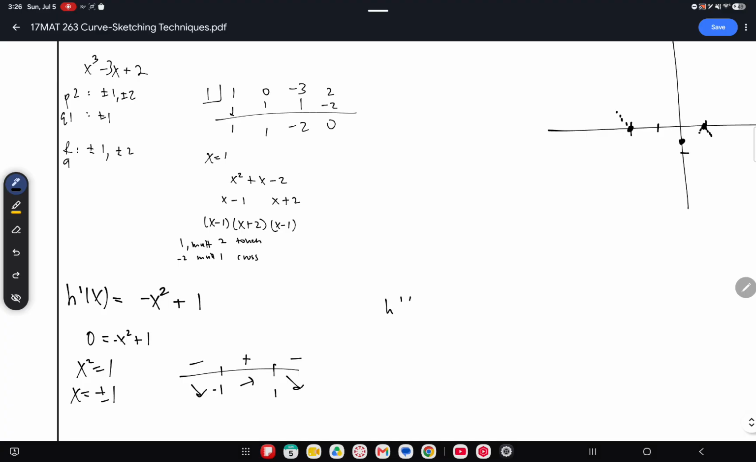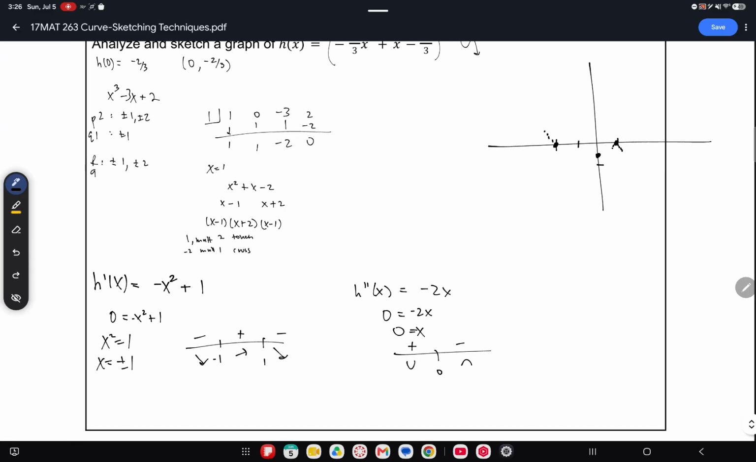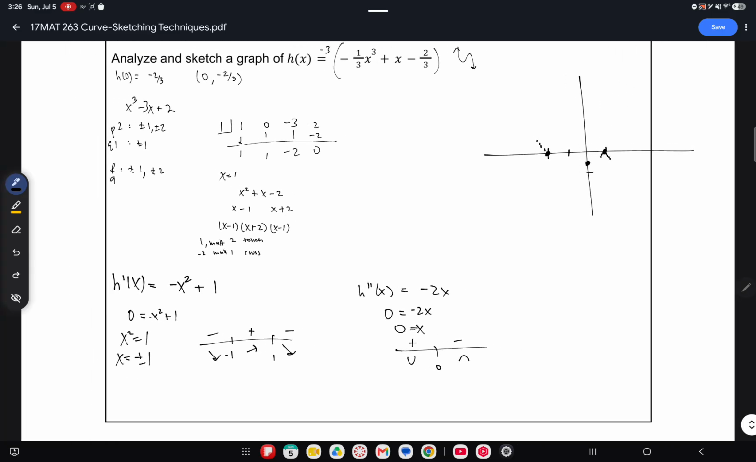And then I can do my second derivative. Should be -2x. So if I plug in 0 to find my critical points, I get x equals 0. And if I plug in a positive number, I get negative, which means we'll crisscross here. And let's see, we got some minimums at -1.